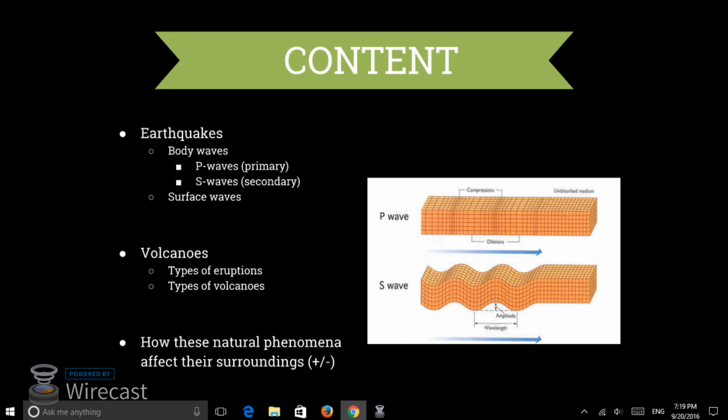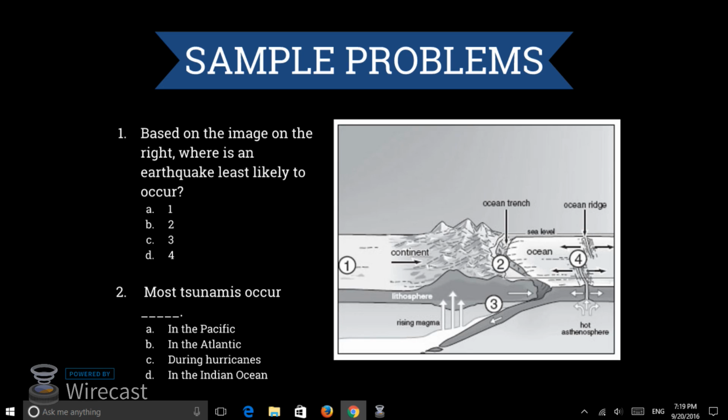the organisms there. So now I'll go over some sample problems that you might see in the test. Okay, so problem 1 asks, based on the image on the right, which is this image, where is an earthquake least likely to occur? A, 1, B, 2, C, 3, or D, 4. So they're labeled on this photo. I saw this problem appear in a couple tests, so I just listed it here.